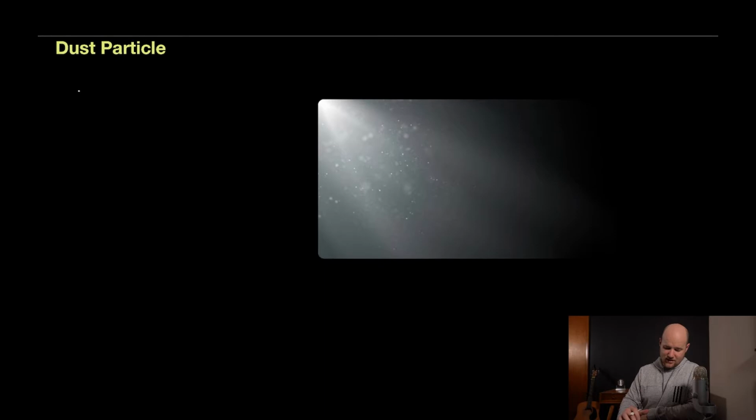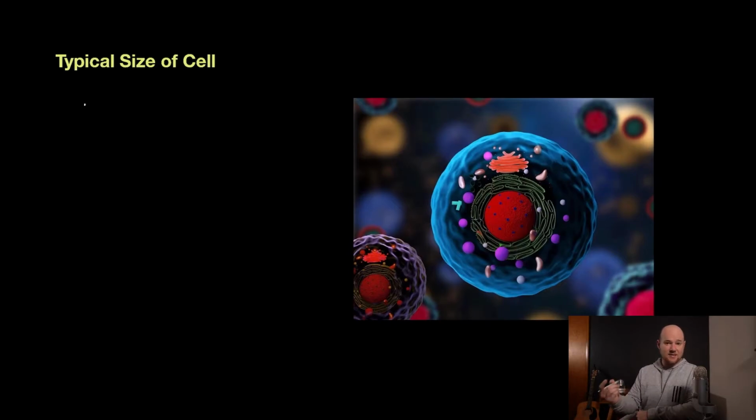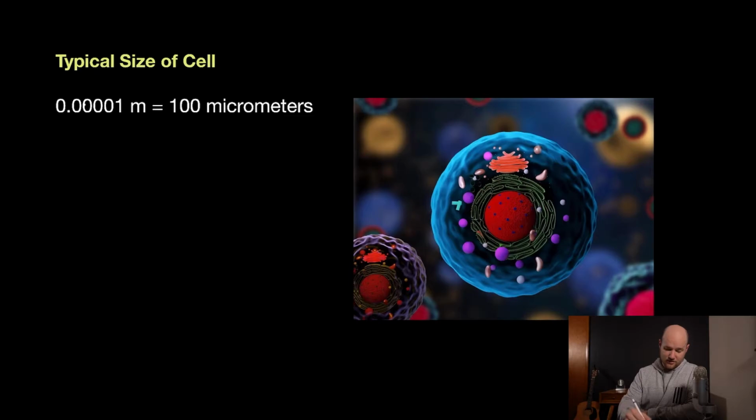So let's talk about a dust particle, something really small. Dust particles are about 0.0001 meters or 0.1 millimeters. And the order of magnitude of that is times 10 to the negative 4, and that'd be meters as well. So let's keep going smaller. Let's talk about the typical size of a cell. Now, a cell is about 100 micrometers, and we could count the decimal points backwards: 1, 2, 3, 4, 5. So that's an order of magnitude of times 10 to the negative 5th.